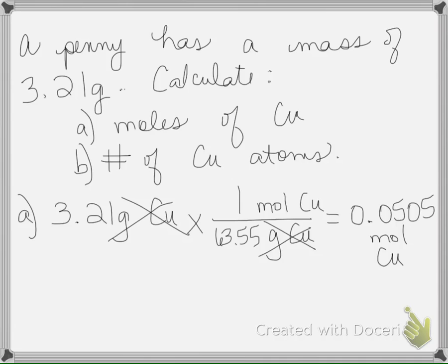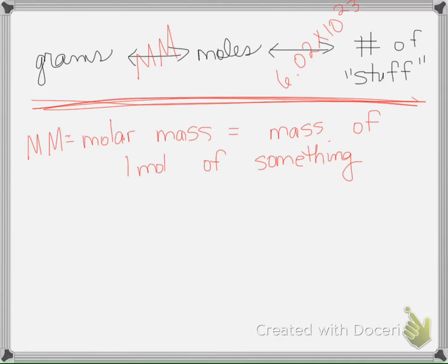Now, how are we going to work the second part of that problem? The number of copper atoms. I'm going to go back and refer to our flow chart. You can go straight from grams to atoms, or you can go from moles to atoms. But do you see that to calculate the number of atoms, we're going to need this number, 6.02 times 10 to the 23rd.